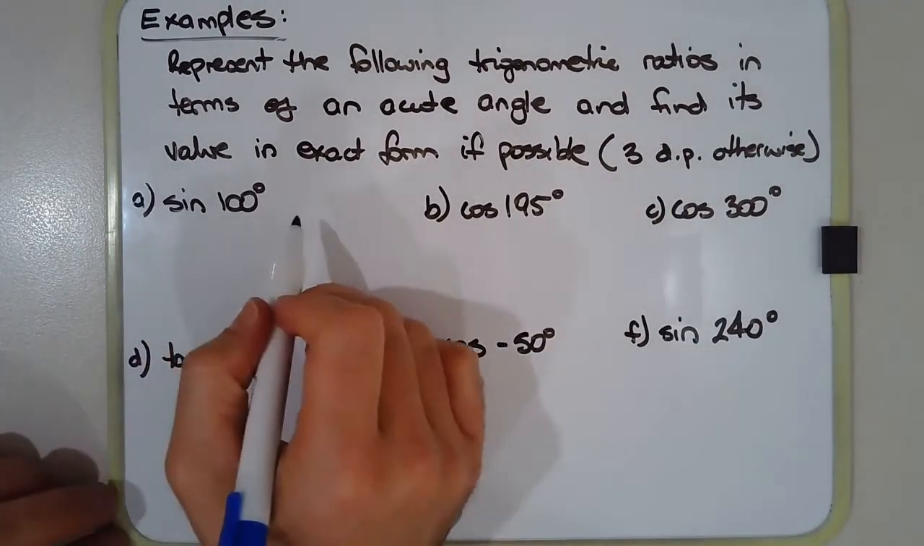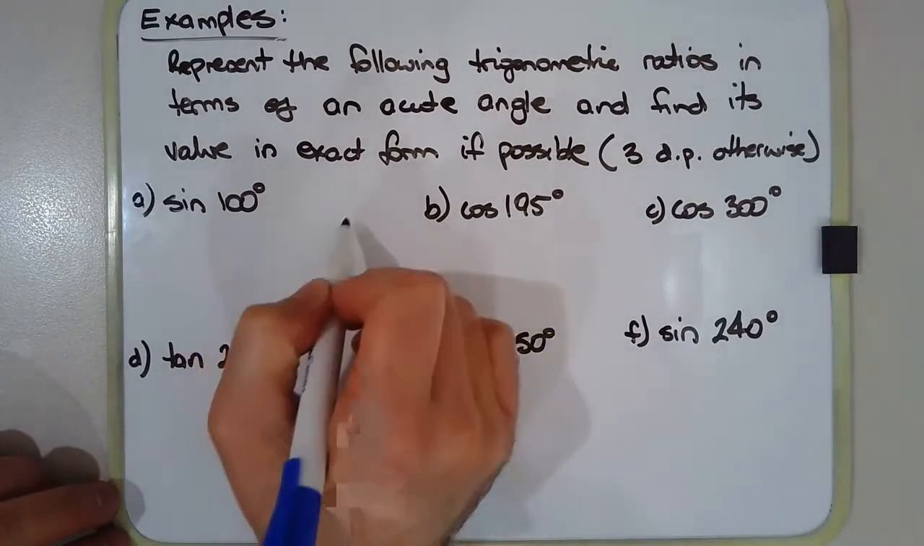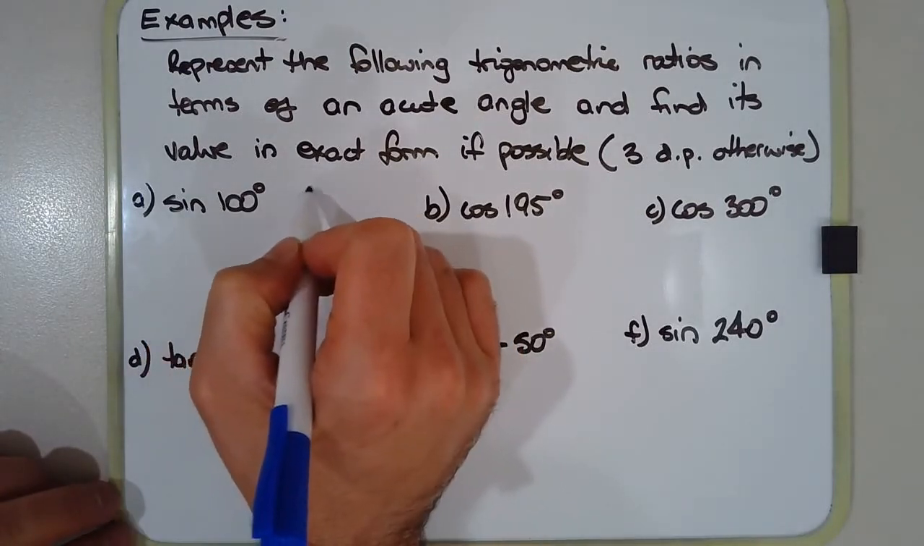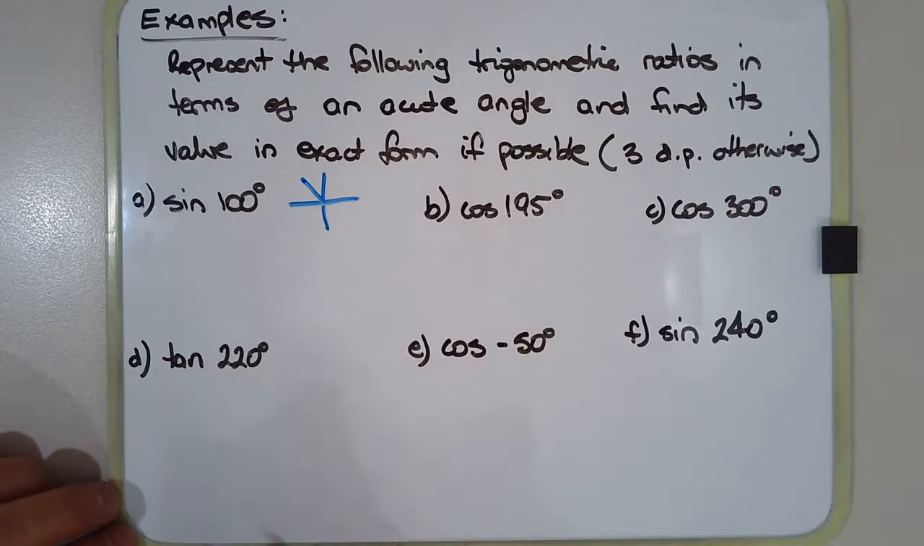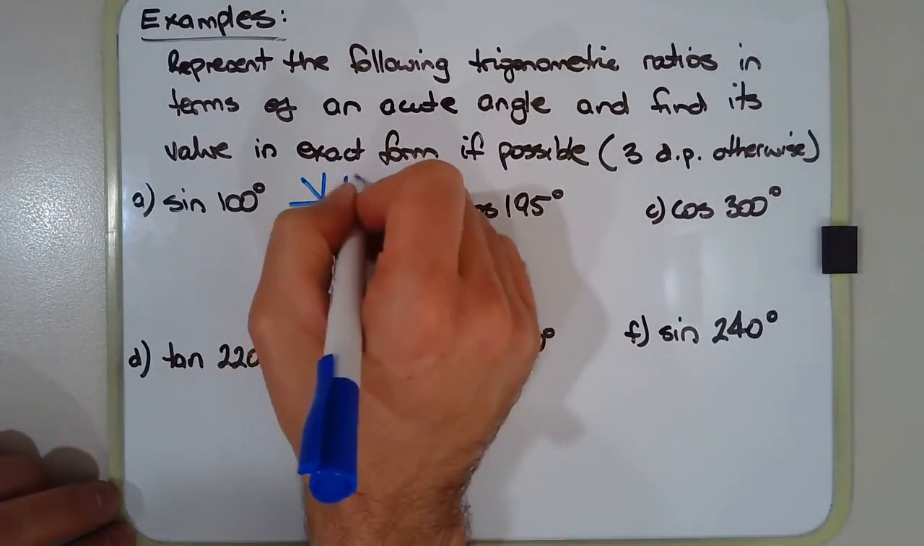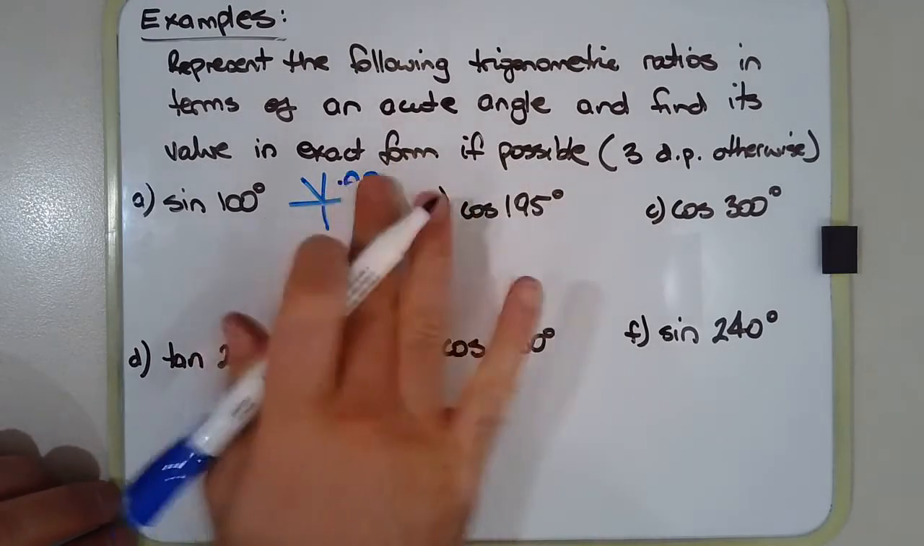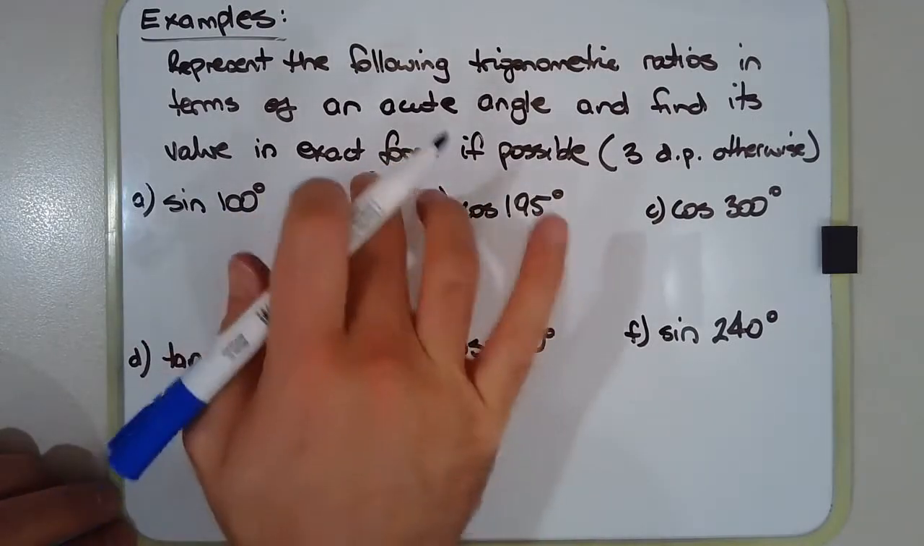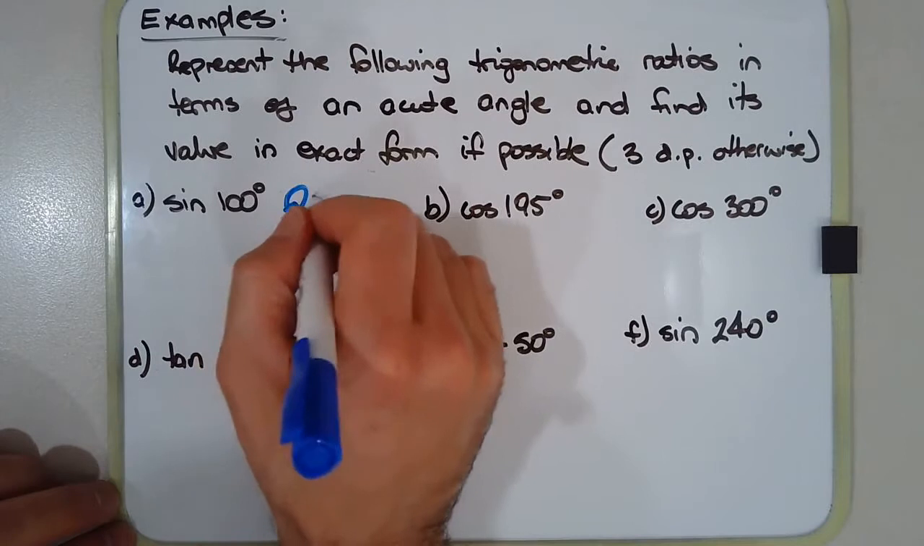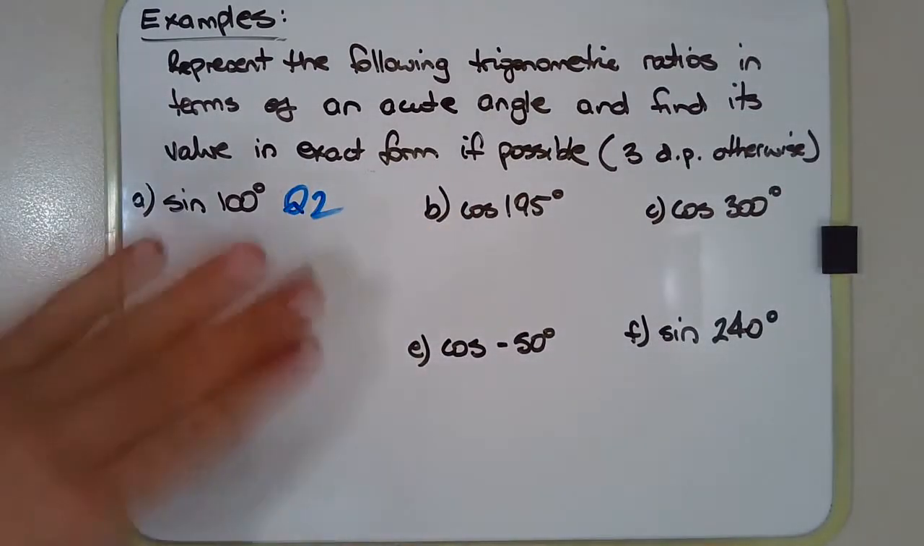So sine of 100, going from the positive x-axis around, should be somewhere there, isn't it? So this is in fact quadrant 2. That's quadrant 2 there, so I don't want to mess this up.